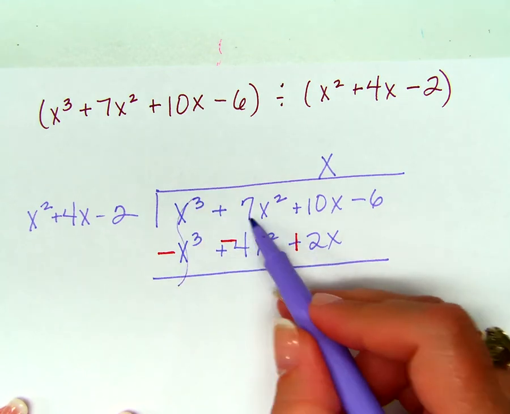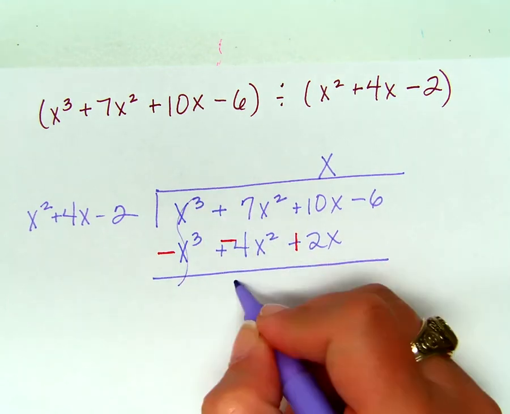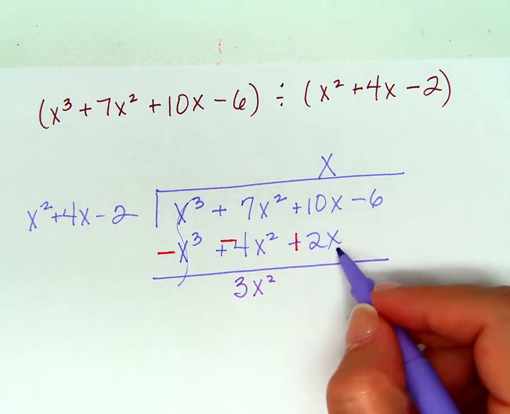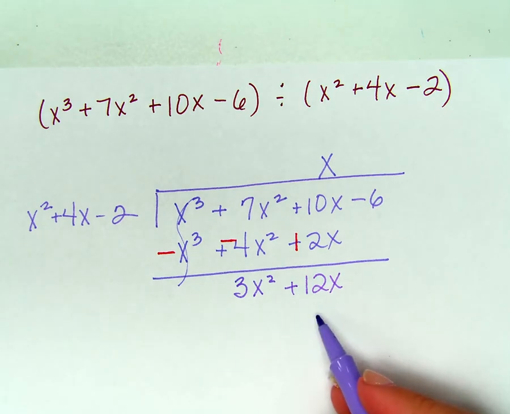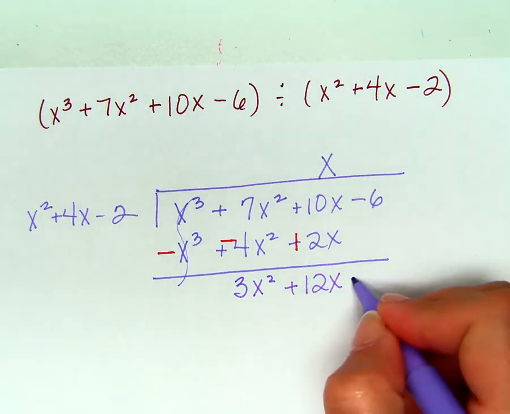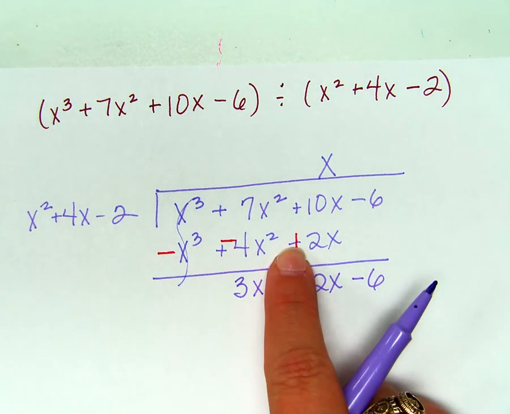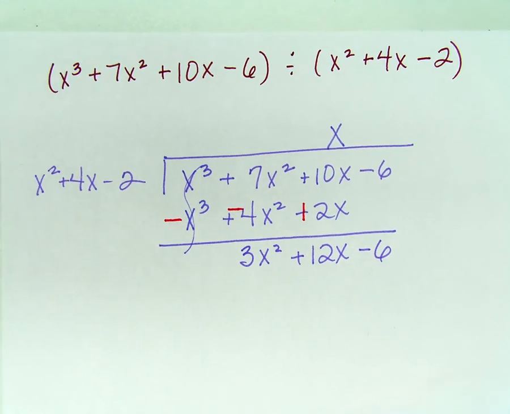0. Okay? 7x squared and negative 4x squared, 3x squared. 10x and 2x? 12x. And now I go on? Oh, yeah. I forgot to bring down the 6. Whenever I change my sign, I do it to every single one. Otherwise, I change the value of the problem. Okay? Now what? Start all over.